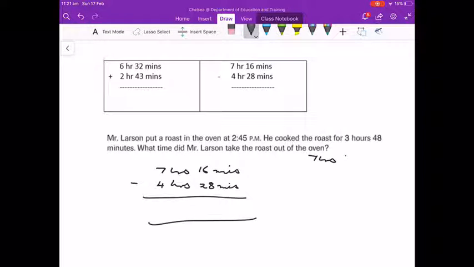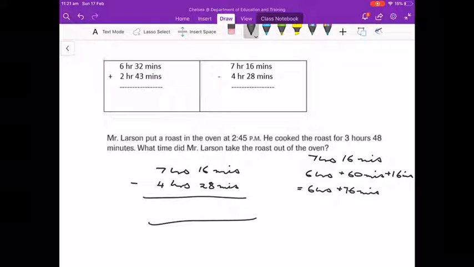So if I have 7 hours and 16 minutes, I'm going to take an hour from here and add it to the minutes. So I actually have 6 hours and 76 minutes. Now that number across the top will be higher and easier to subtract from. So we have 6 hours and 76 minutes and 4 hours and 28 minutes. And then we subtract like we normally would.